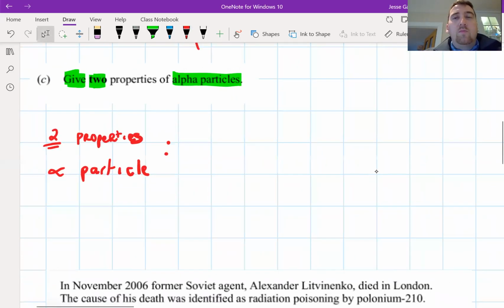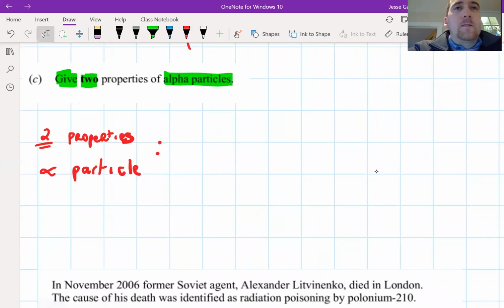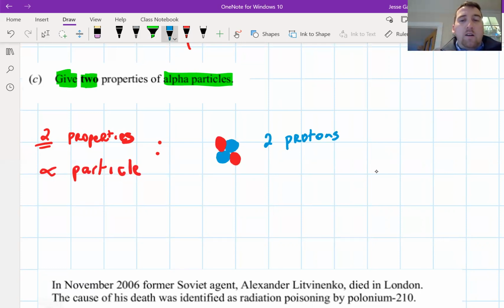Pause the video and write down two properties of alpha particles now, please. All right, very quick revision. If you weren't sure what an alpha particle is, I'm going to help you think about that now. An alpha particle is essentially a helium nucleus. It's a particle made of four smaller particles: two of them are blue ones, which are two protons, and the other two are two neutrons. So an alpha particle is made of two protons and two neutrons.